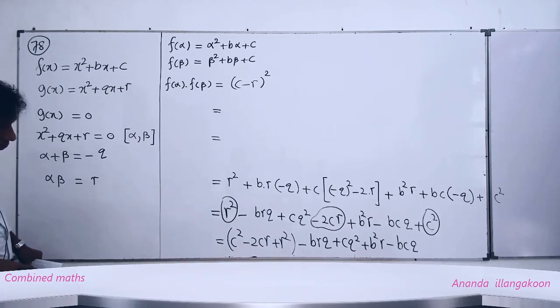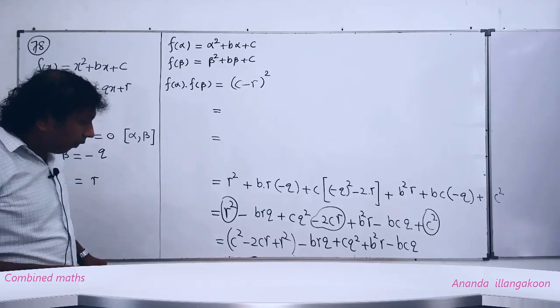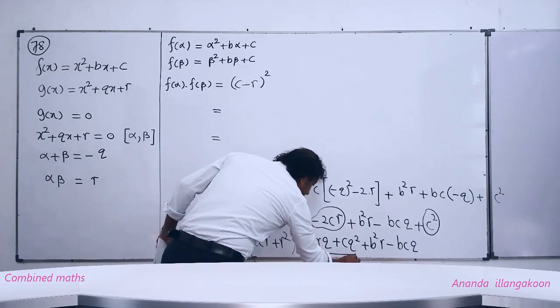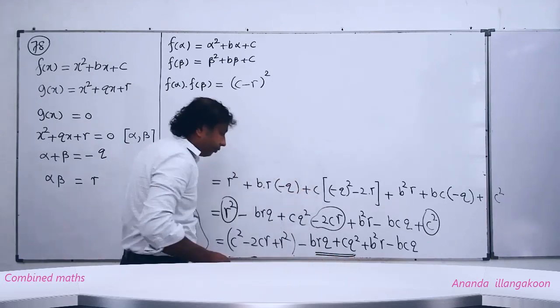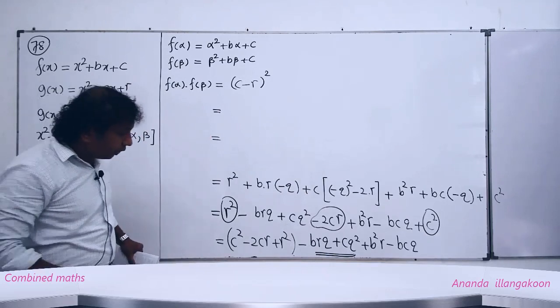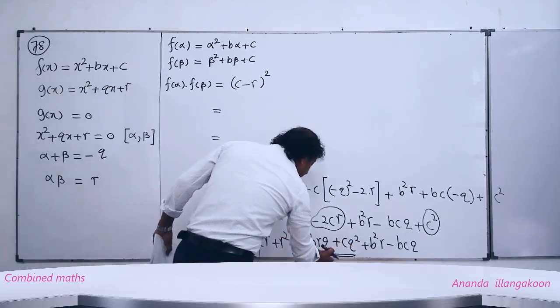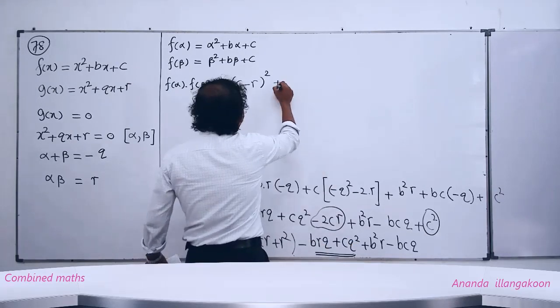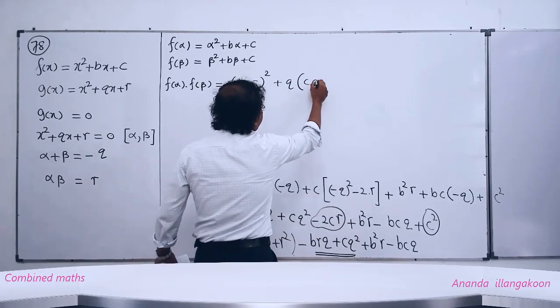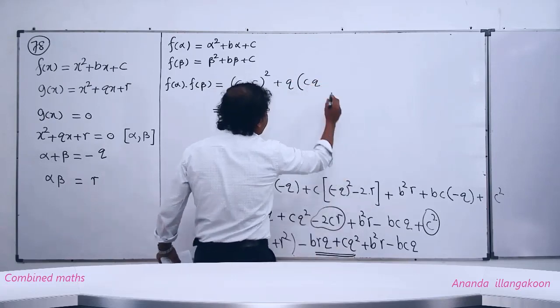Okay, now the next part we have to take. Right, people. By these two terms, we can take Q out. Once you take Q out, this is CQ, here minus BR.